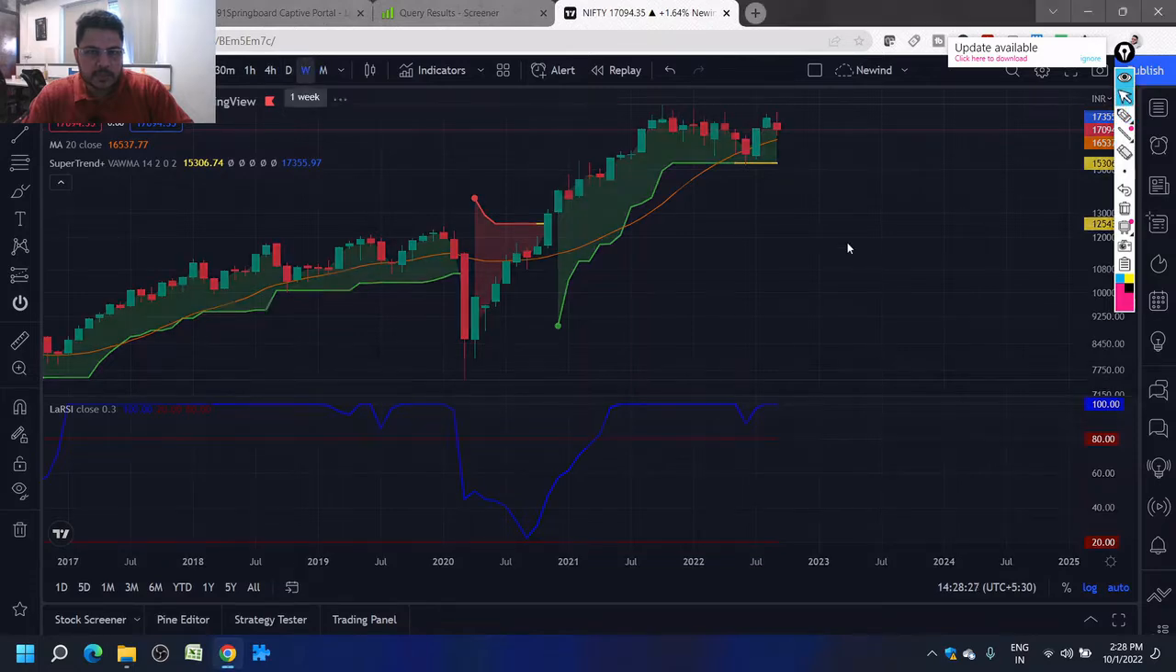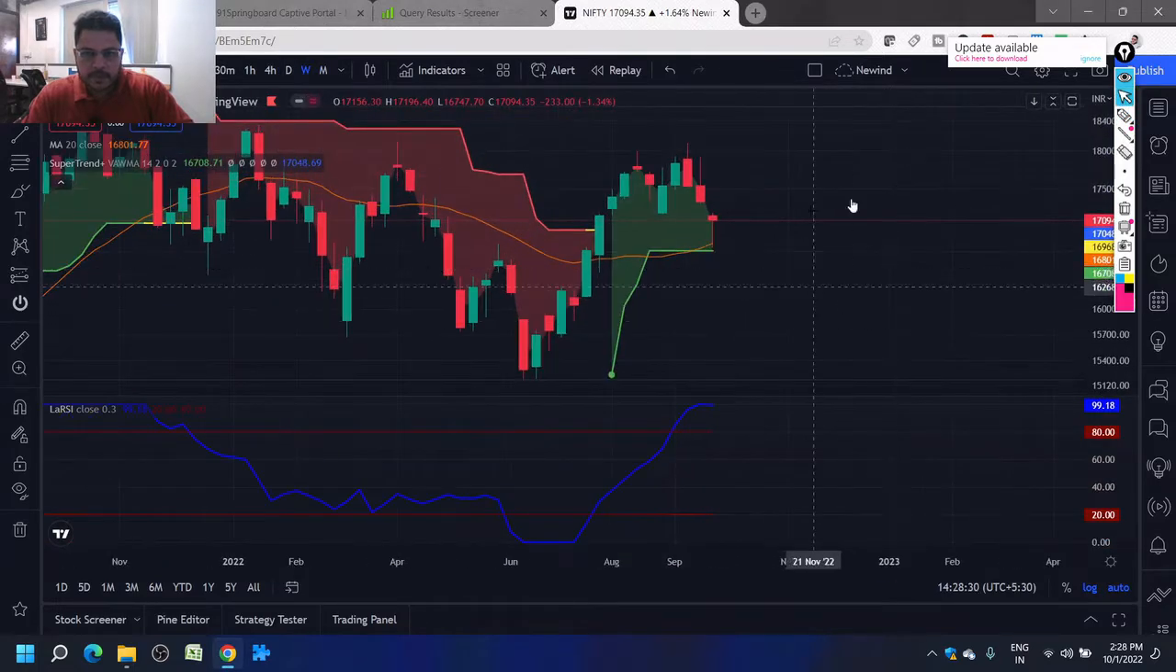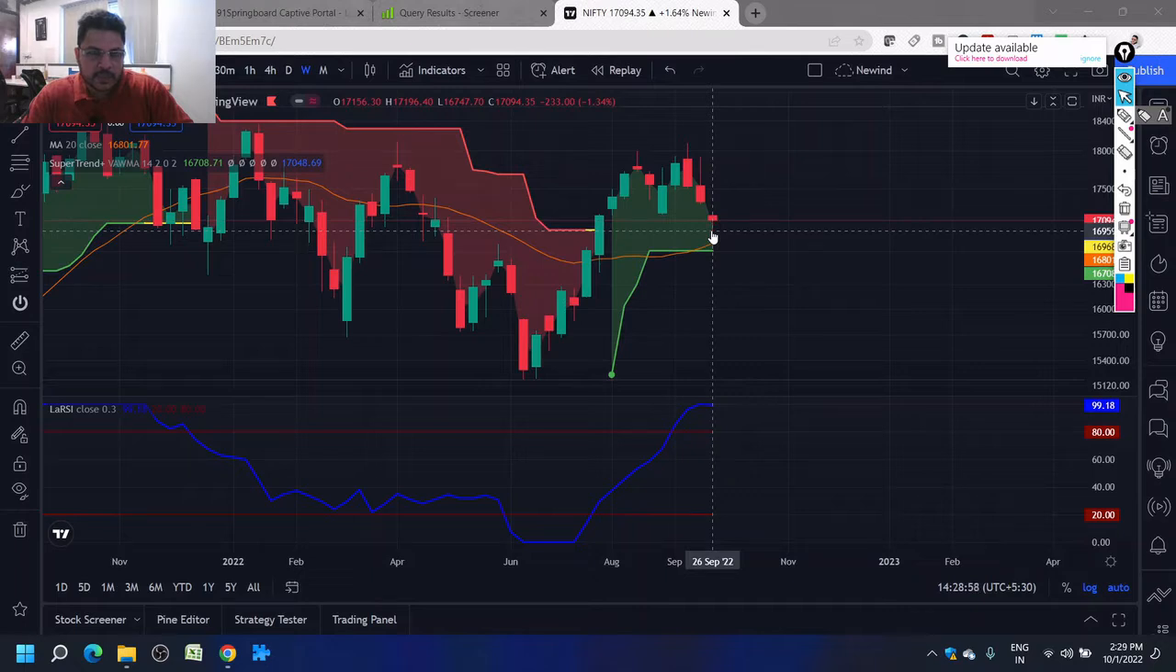But if you see this on a weekly time frame, it has closed on a very positive note. This week's candle is very positive. If you notice, all the buying came from the support level, which is the 20 period moving average and the super trend. So it is very important that if any candle crosses the high of this week, okay, what is the high of this week? This week's high is about 17,196.